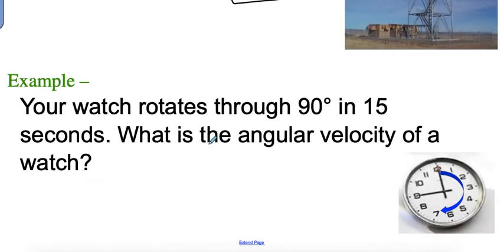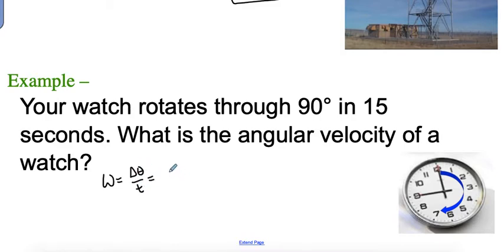Okay, so let's check out another one down here. So a watch. This is a common example for angular motion and angular speed. So your watch rotates through 90 degrees in 15 seconds. What is the angular velocity of a watch? Alright, so we need our equation again. Omega equals change in angle over time.